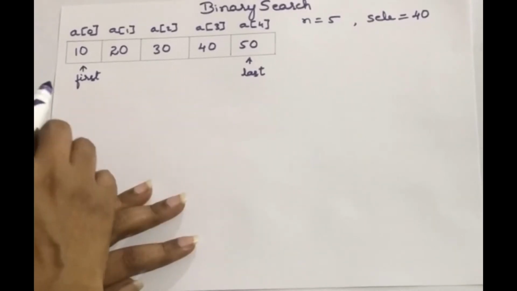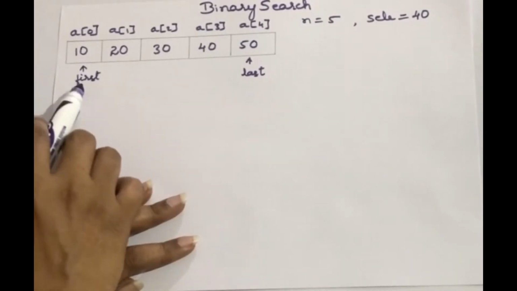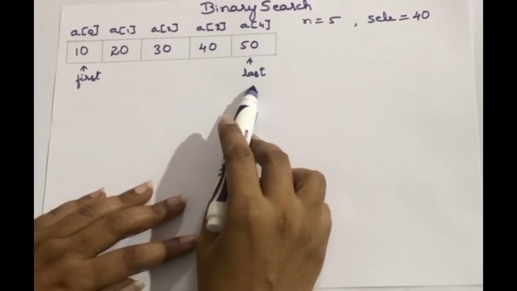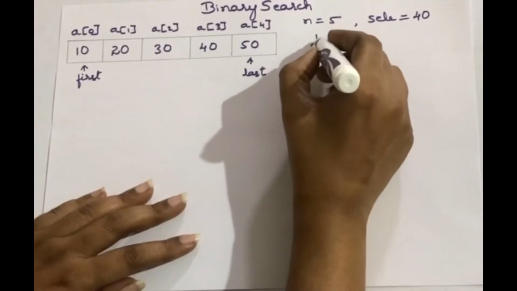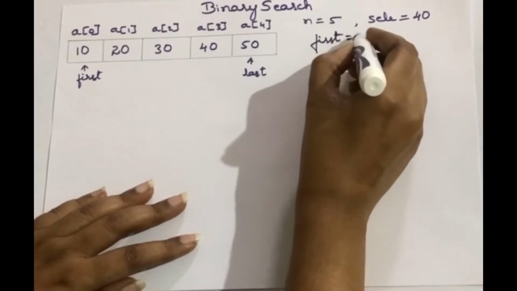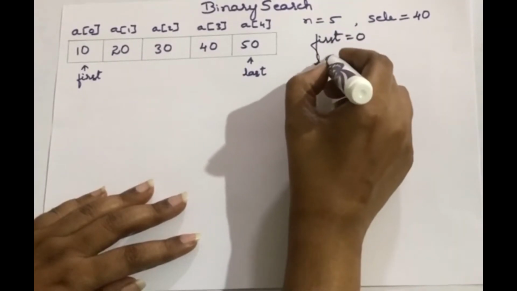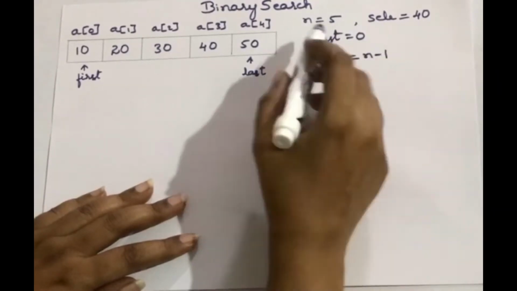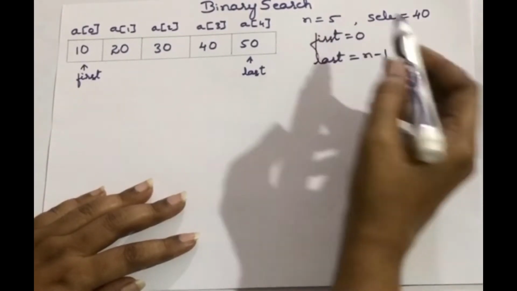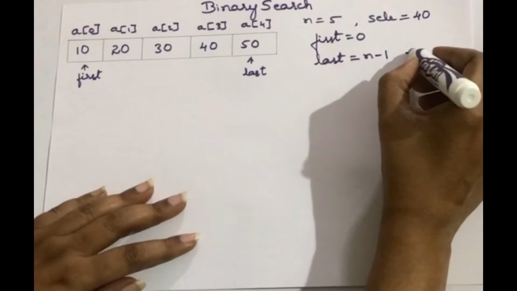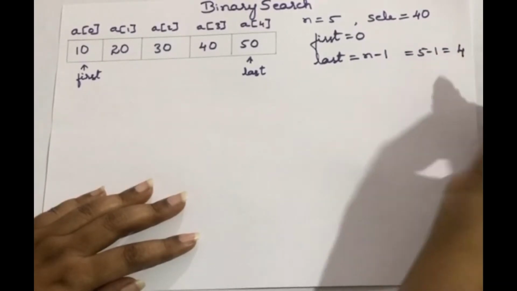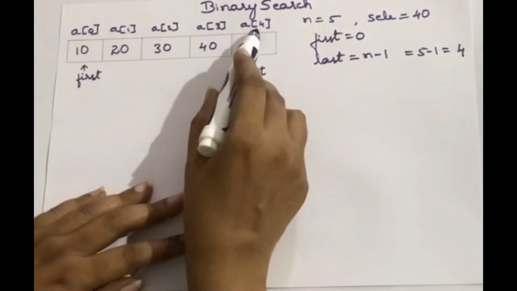For the first element we name it as first and for the last element we name it as last. So, I will write down first equal to 0, last equal to n minus 1. Here our n value is 5. So, last will be equal to 5 minus 1 which is equal to 4. So, it is from 0 to 4.